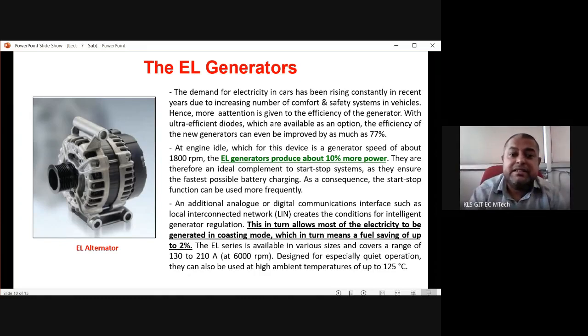And that's why this EL generator, very lightweight, high efficiency system with less fuel consumption and high fuel efficiency ratio, all those things are there. So more attention is given to the efficiency of the generator with ultra efficient diodes, which are available as an option, and the efficiency of the new generator can be improved even up to 77%. Idle speed is 1800 rpm. EL produces about 10% more power. They are therefore an ideal component for the start stop systems.